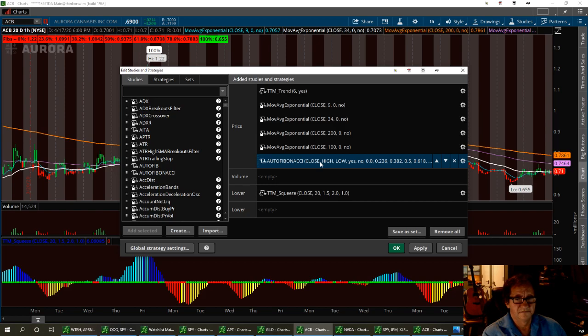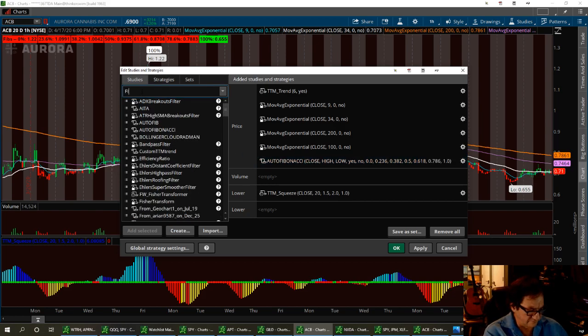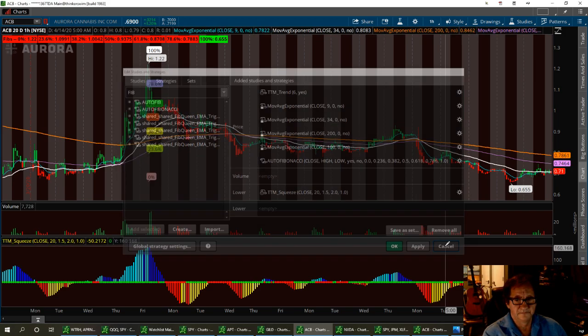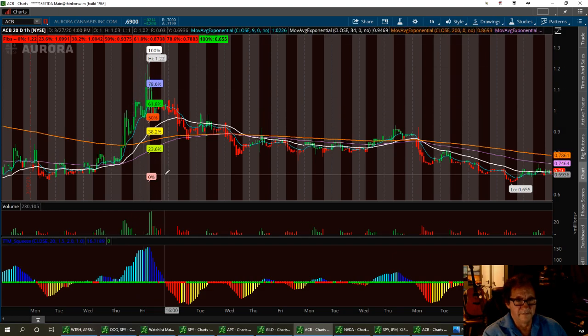Fibonacci's. And you can find that over here by just typing in FIB, and then you have that Auto Fibonacci right here, and you can hit either one of these. I think it's this one right here. And you double click that, and that'll bring it over into here. Hit apply and hit OK. And they'll automatically set up for you.